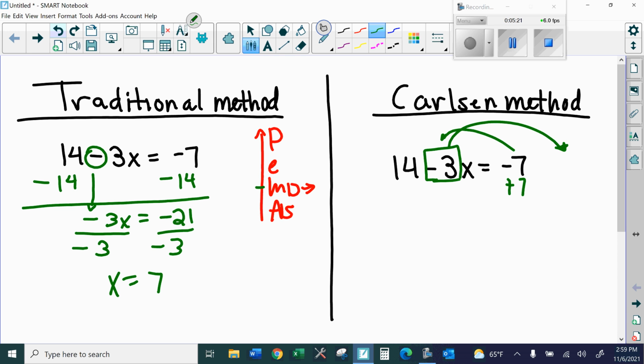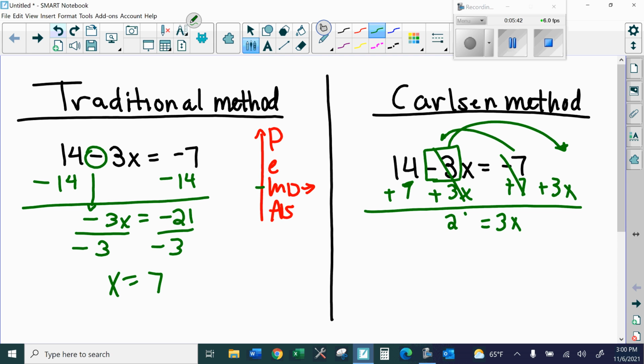Remember, we do the opposite operation. I'm moving an entire term across, and I'm adding 3x to both sides. Okay, so now look what you get. That cancels out, and you get 3x and 14 plus 7. Everybody knows that from elementary school. 21. You're not even dealing with negatives at all.